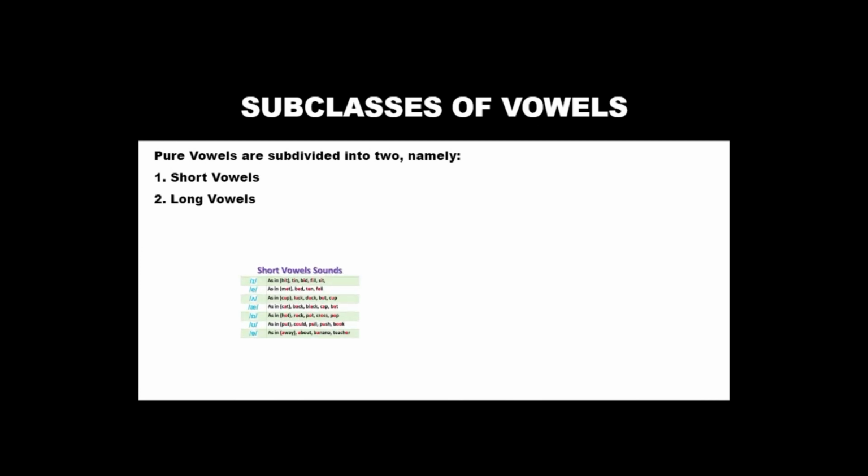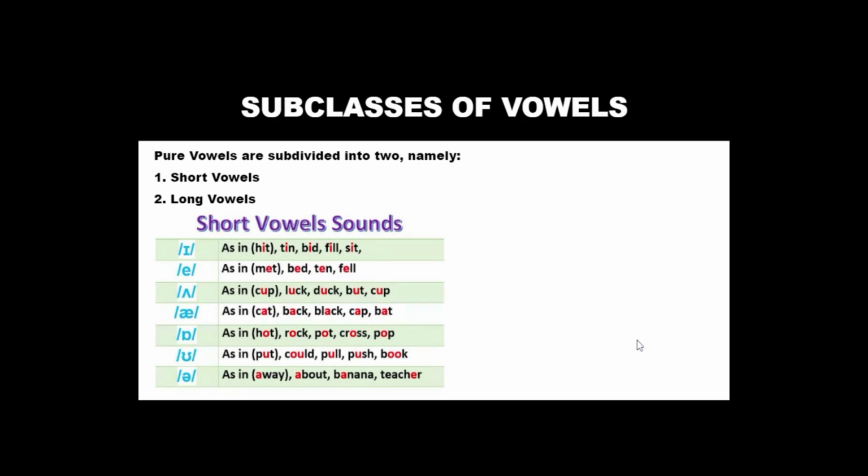Now, let's look at subclasses of vowels. Let's look at the pure vowels once again. Pure vowels are subdivided into two, namely short vowels and long vowels. And we can look at examples of them, beginning with the short vowel sounds.